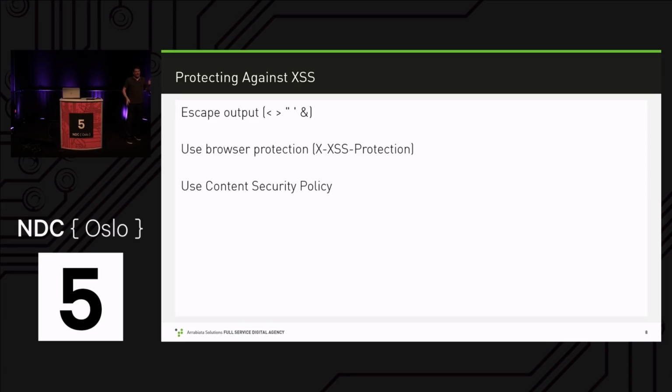Now, let's talk about protecting against cross-site scripting. In HTML, we have 5 special characters. We have the angle brackets, opening and closing, because they delimit tags. We have the single and double quotes because they delimit attribute values. And we have the ampersand character for HTML entities. If we have user data and we would like to output it, we have to escape those 5 characters if we are in an HTML context.